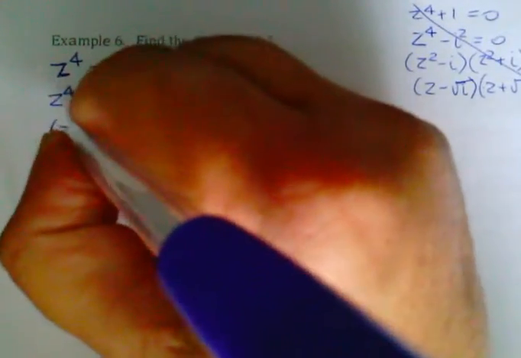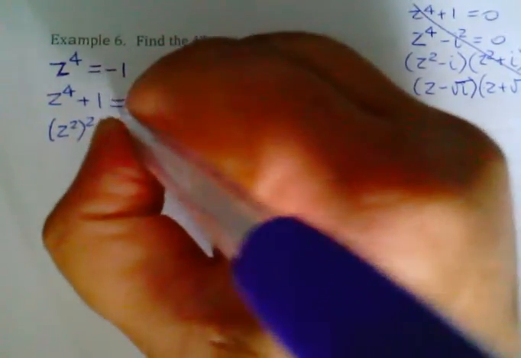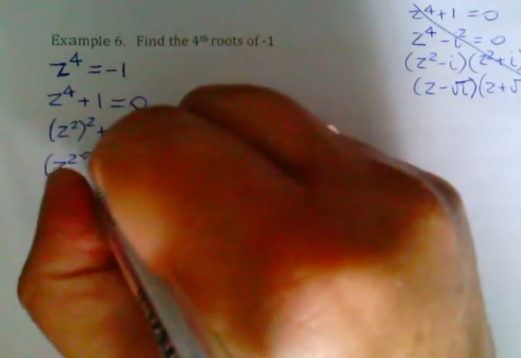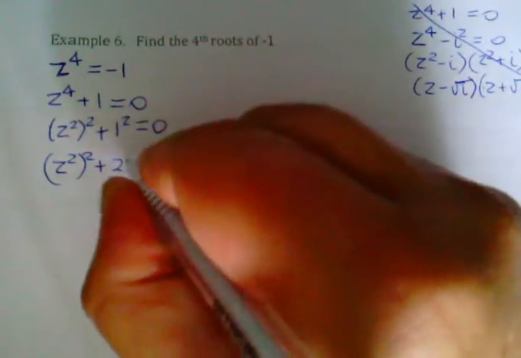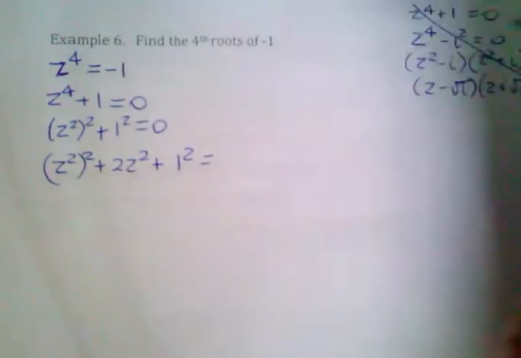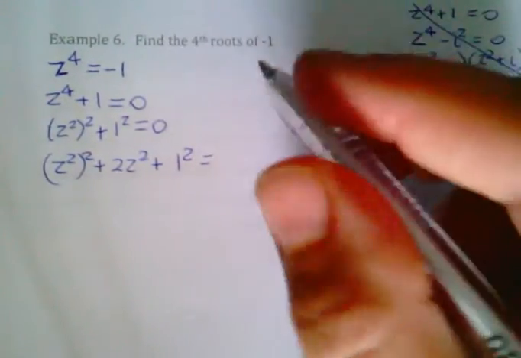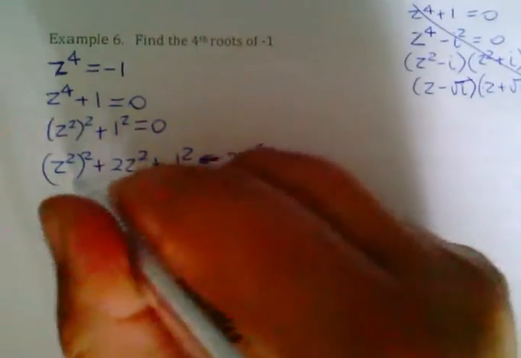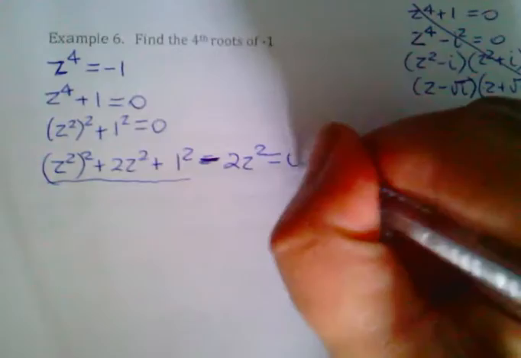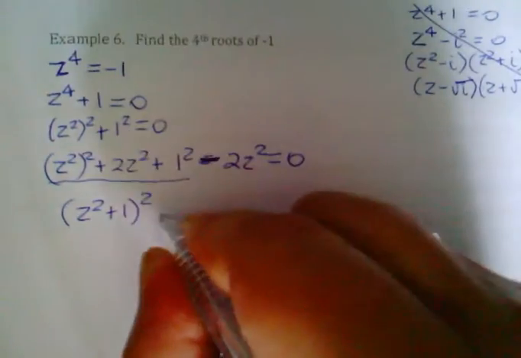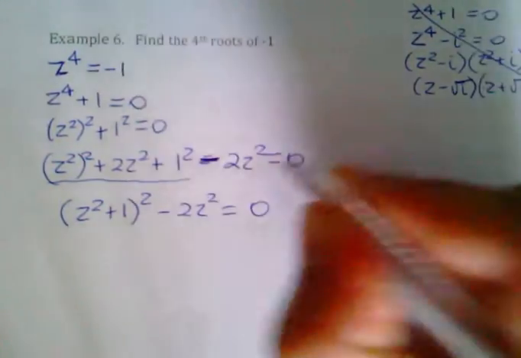So this really is z squared squared plus 1 squared. Now, if that's a squared plus b squared, the middle term would be 2ab. So this is z squared squared plus 2 times 1 times z squared, which is 2z squared, plus 1 squared. If I add the 2z squared as my middle term, I now have to take it away, minus 2z squared. So this bit here completes the square, equal to 0. Write this as a completed square: z squared plus 1 all squared minus 2z squared equals 0.